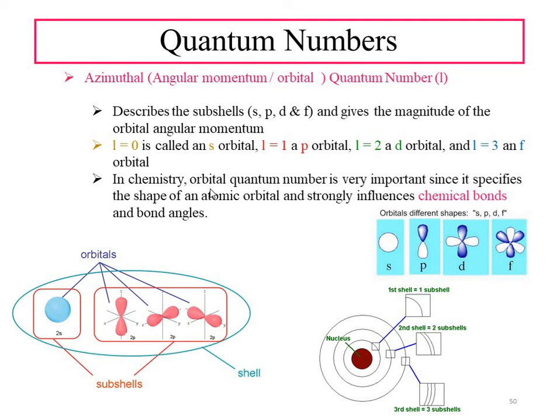In chemistry the orbital quantum number is very important, since it specifies the shape of the atomic orbital and strongly influences the chemical bonds and the bond angles. This is all related to the chemistry part. I'm not going much deeper into this, just peripheral knowledge: the azimuthal or angular or orbital quantum number deals with the orbitals, because it gives the information about which orbital is present. This is what the azimuthal quantum number tells.